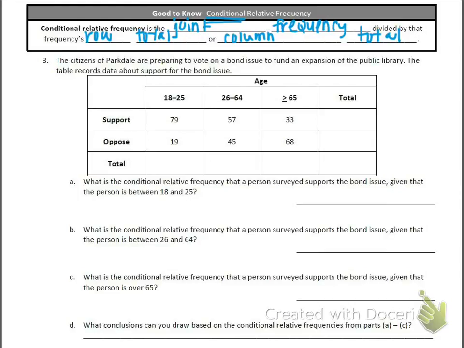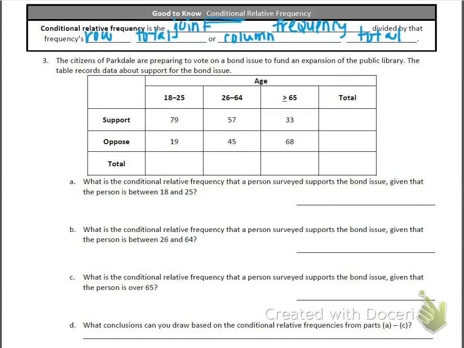Okay. So you're looking for the joint frequency divided by the row total or the column total, depending on what condition I give you. So it is your relative frequency, but it's relative to whatever the condition is. So we're going to actually do this problem together so that we can kind of understand what's going on.